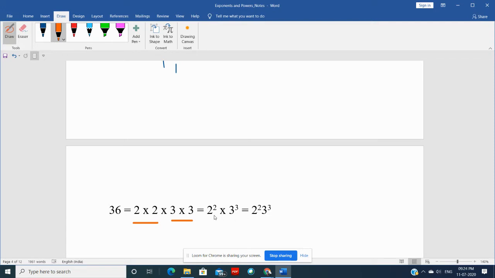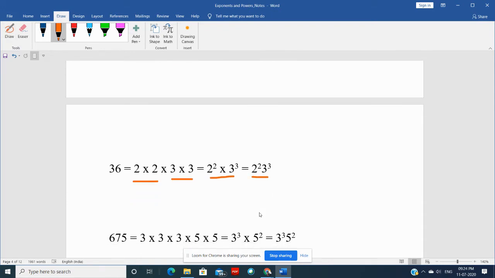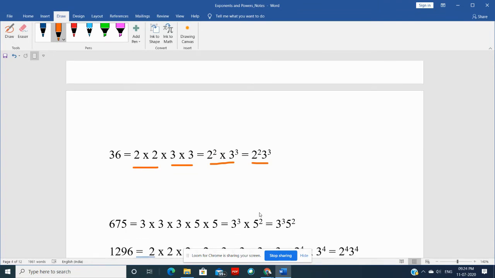Now, this thing can also be written as 2 square 3 square, because if there is nothing between two numbers, it means multiplication. Remember this. If there is nothing between two numbers, it means multiplication. This is a very important thing. Let's take some more examples.